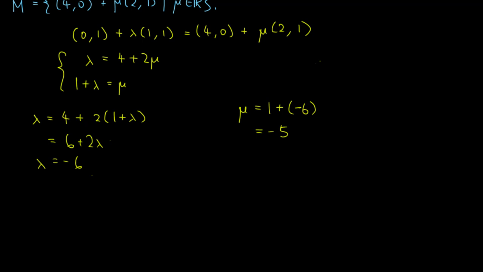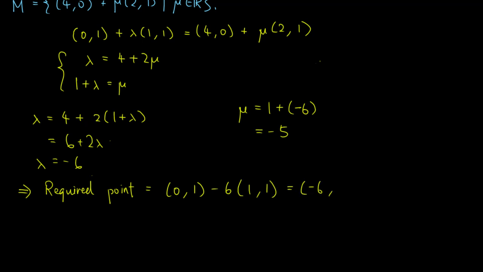Once we have found the values of lambda and mu, we can substitute these values into the expression for L or M, so the required point of intersection equals (0, 1) minus 6 times (1, 1), which is the expression for L. This equals (-6, -5).